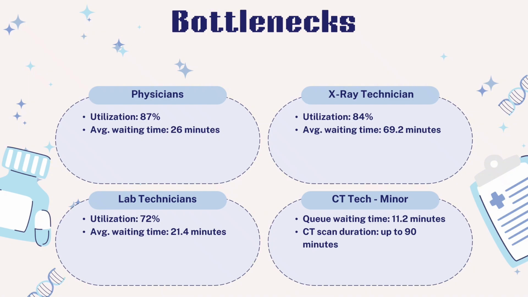So for our improvement scenarios, we first started by identifying the major bottlenecks that mainly affect our system, so it helps us understand our system more. So we concluded from our baseline model that our utilization for the physicians was around 87%, average waiting time was around 26 minutes, and the X-ray technicians utilization was around 84%, average waiting time was around 69 minutes. Lab technicians utilization was around 72%, average waiting time was around 21 minutes, and for our CT techs, the waiting time was around 11.2 minutes, and the CT scan duration was up to 90 minutes.